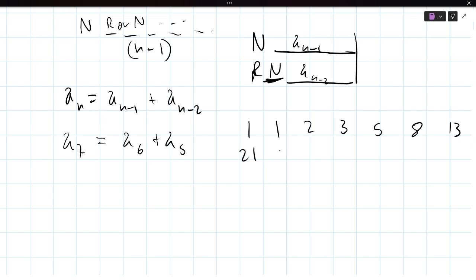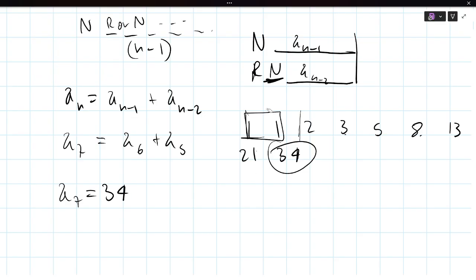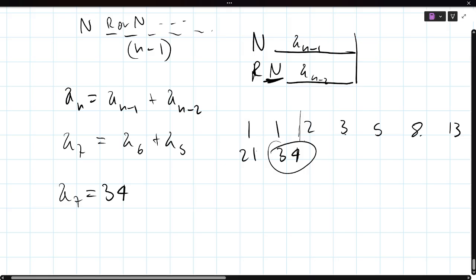21 and 34. And if I count, 1, 2, 3, 4, 5, 6, 7. I think we're starting from here. 1, 2, 3, 4, 5, 6, 7. A7 is 34. The reason we're not counting this is because we're starting our sequence with 2 as opposed to the 1s.